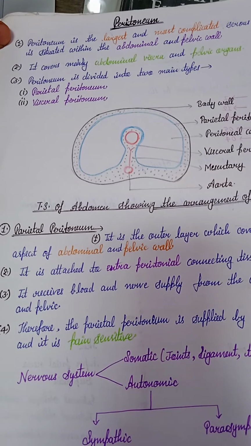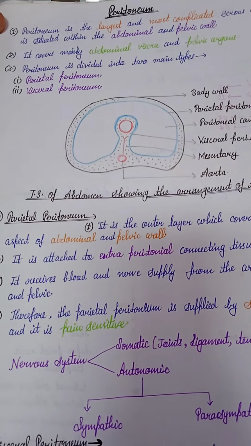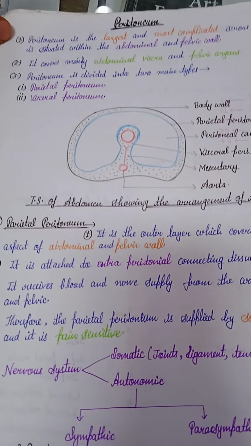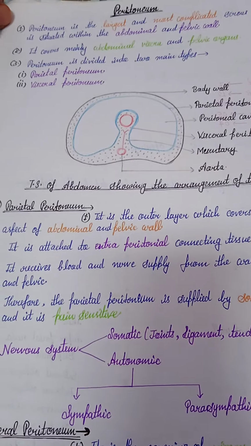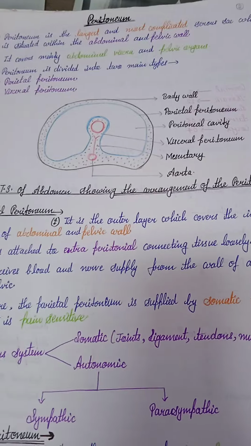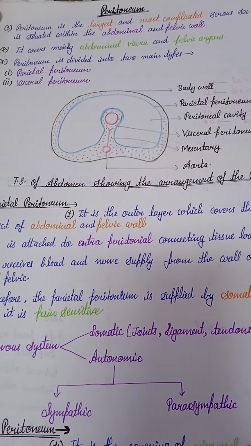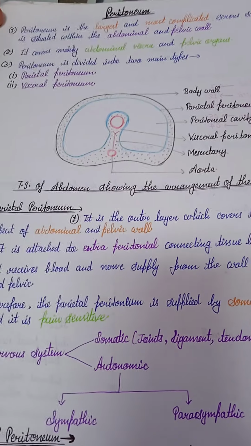I am a BHMS doctor. Today I will discuss the peritoneum, which is very useful for first year medical students. Let's start. The peritoneum is the largest and most complicated serous sac, situated within the abdominal and pelvic wall. It covers mainly the abdominal viscera and pelvic organs.